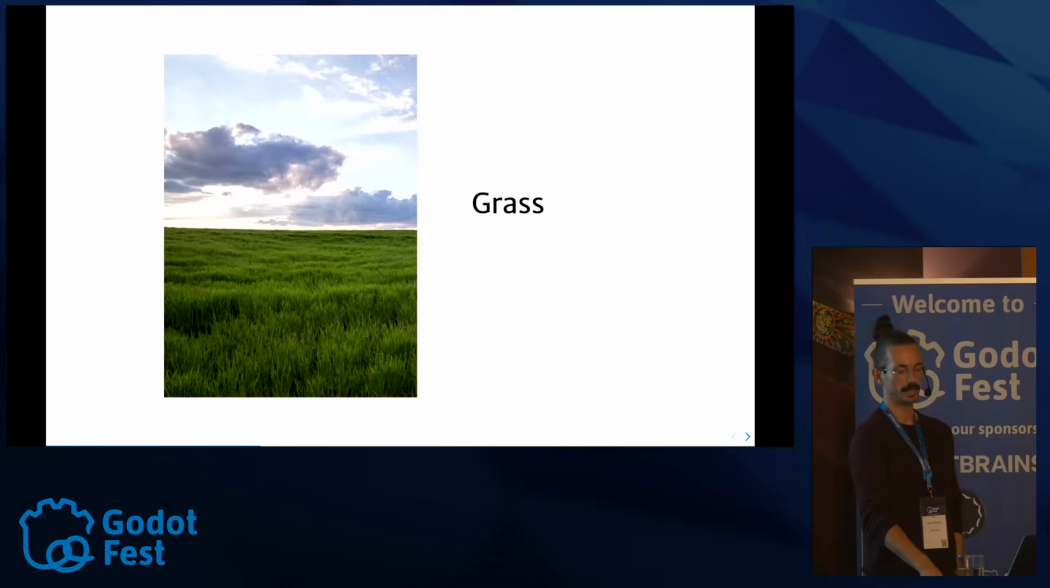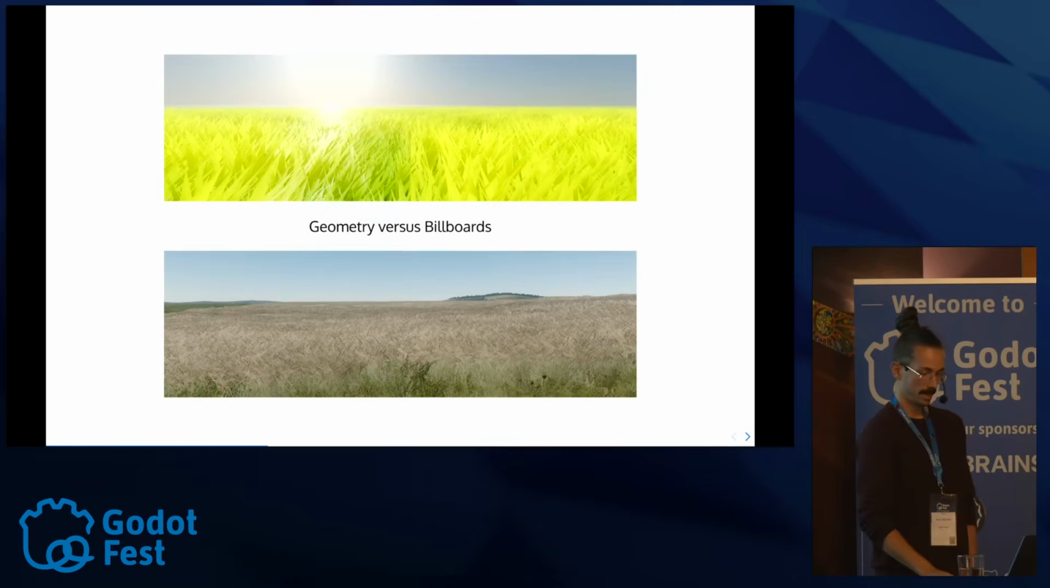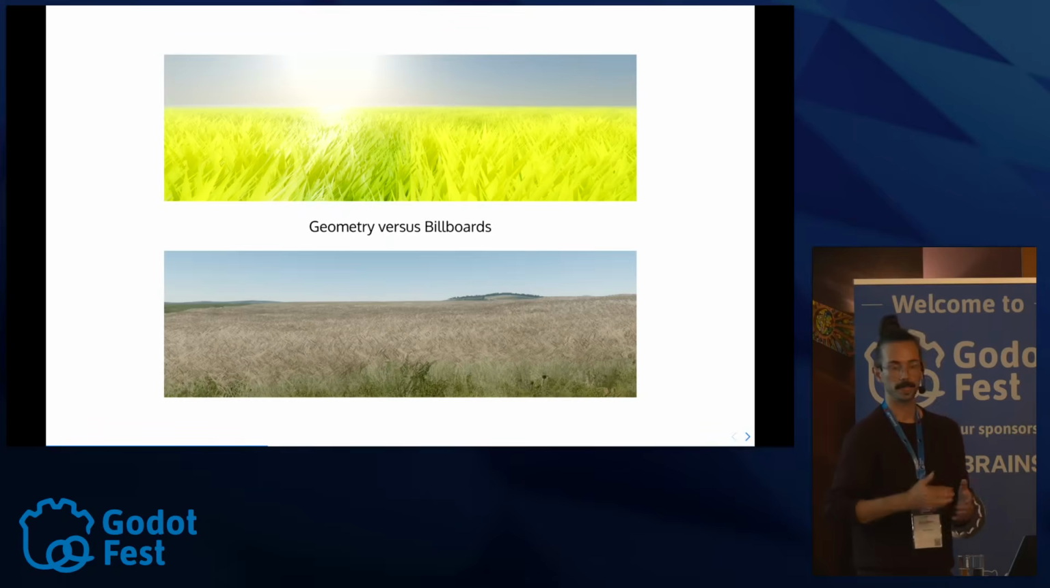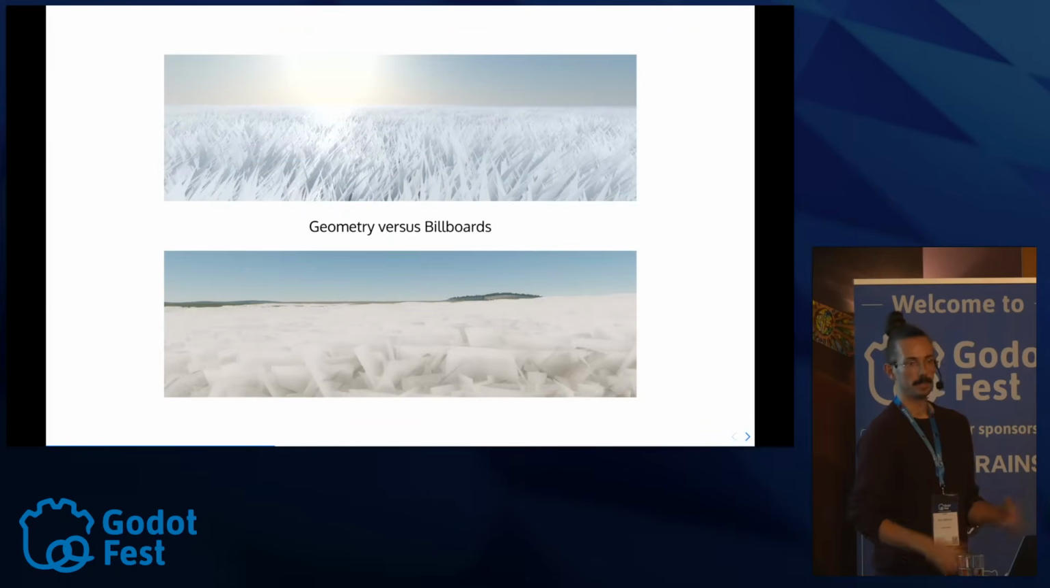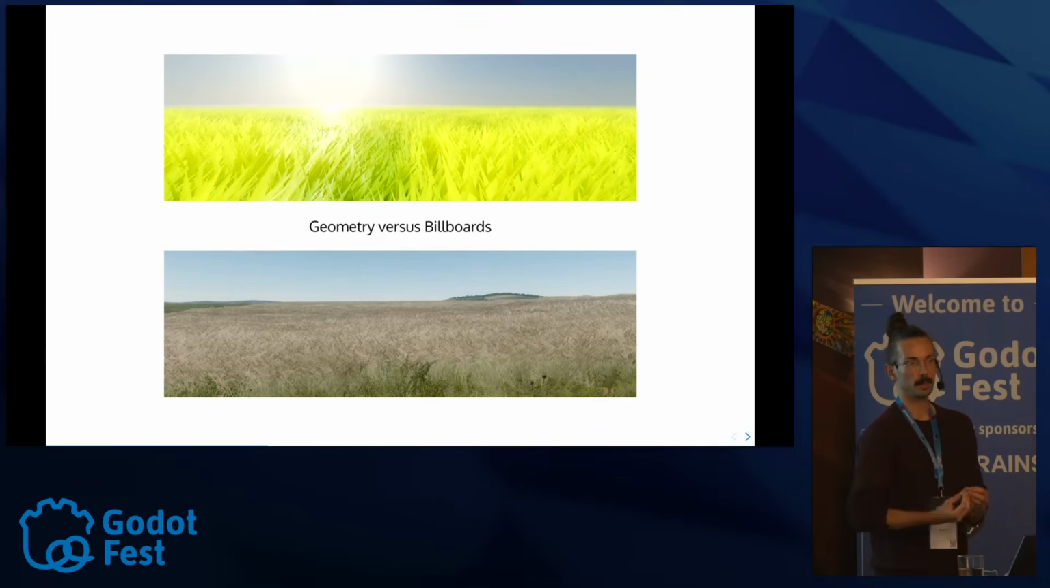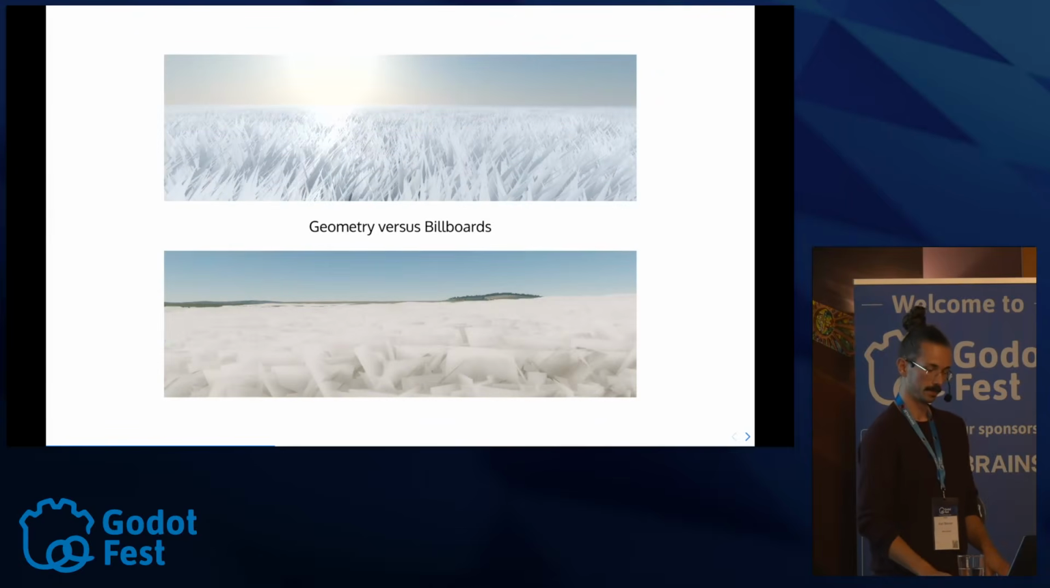Right, what about grass? Again, here you have the choice to make between geometry and billboards, and this really depends on your art style. So with big grass blades with stylized art, you might be able to use actual geometry, like we do on the top. But if you have really detailed geometry, like the weed here on the bottom, you're not going to be able to model that in detail. So what we use here is billboards again.